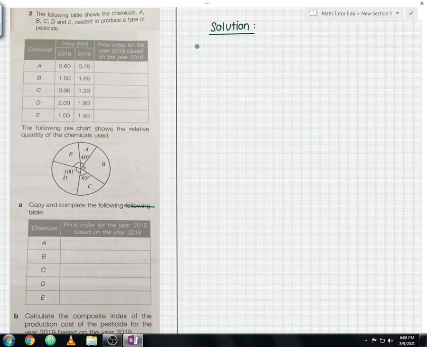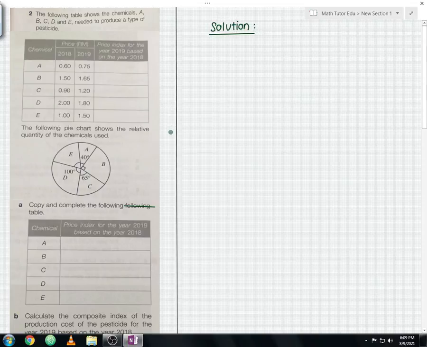Okay, let me read the question now. The following table shows the chemicals A, B, C, D and E needed to produce a type of pesticide. If you take a look at this table, the first column consists of the chemicals A, B, C, D, E. Continuing to the second column, you have the price of the respective chemicals in the year 2018 and year 2019. And the third column has the price index for the year 2019 based on the year 2018, which is literally blank in this case.